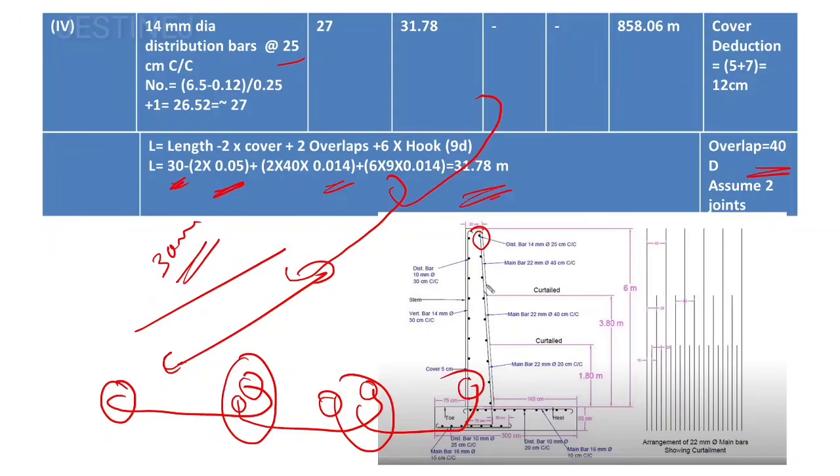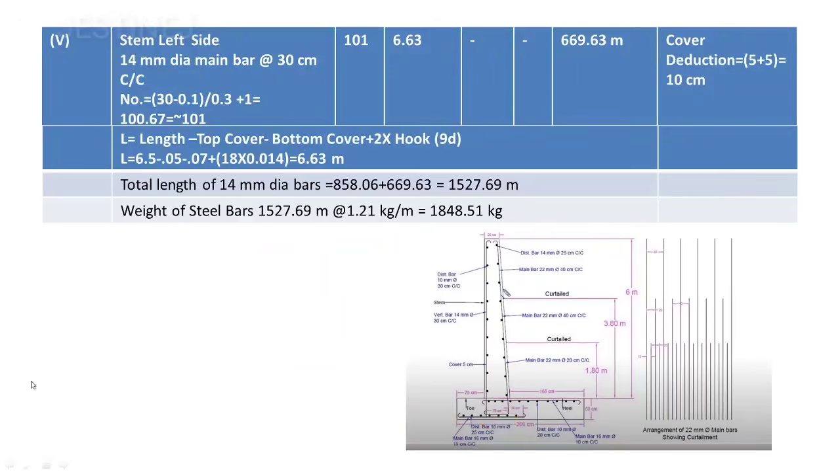And to calculate how many distribution bars there are, you can take the total height, which is going to be 6 plus 0.5, 6.5. Then you have to subtract these both values, okay, this top and bottom. So you will get, and divide by the center to center spacing 0.25 plus 1, you will get 27. Then 27 multiplied by 31.78, you will get 858.06 meter.